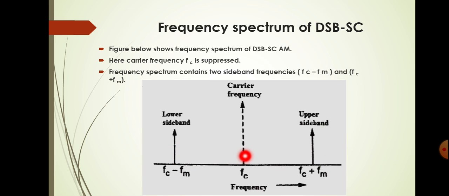Here the carrier frequency is shown as a dotted line. Actually, it will not be present there. The carrier frequency will not be transmitted in the case of the DSB-SC signal. So that is why it is shown like a dotted line.